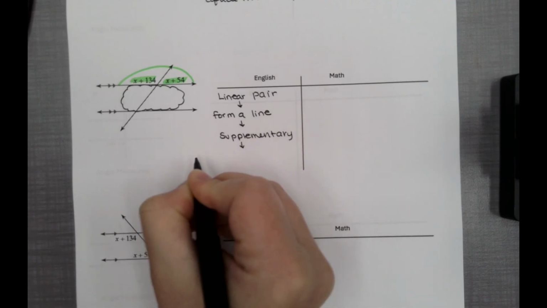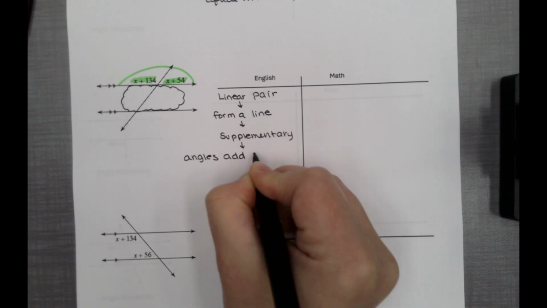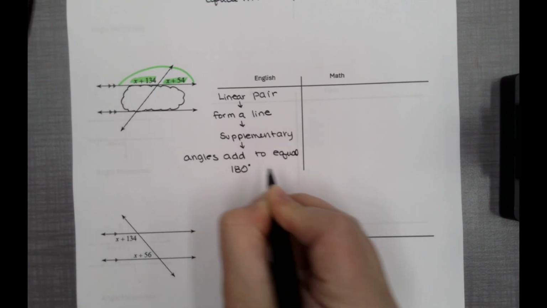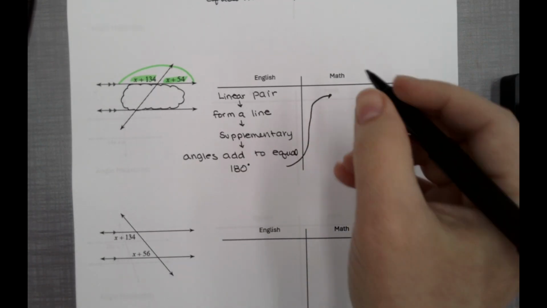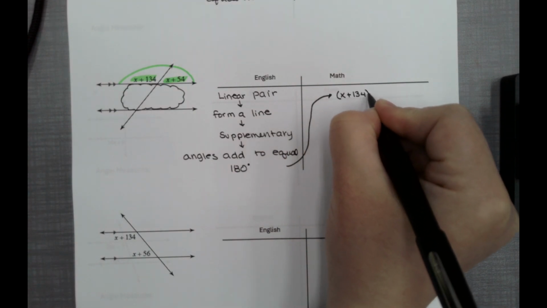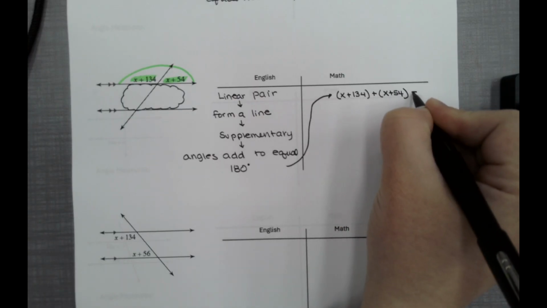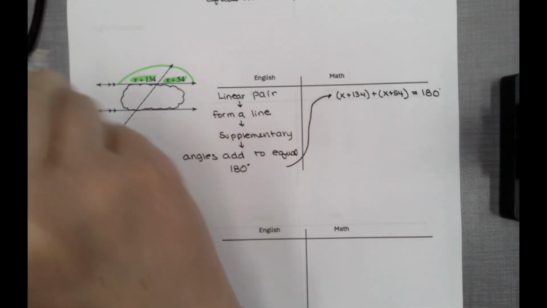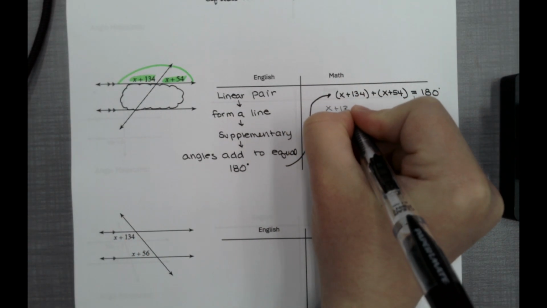And supplementary means that the angles add to equal 180 degrees. So a different setup now, because we no longer have congruent angles. These are supplementary. So that means we're going to take both angles, x plus 134 and x plus 54, and we're going to set these angles equal to 180 degrees when we add them. Dotted line for balance. Drop your parentheses, and let's go ahead and combine like terms.